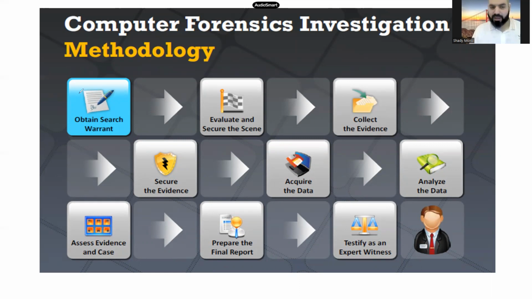Okay, perfect. So today, guys, again, we'll go for the first step over here. The first step is basically to obtain a search warrant, and that means that you cannot go and seize someone's computer and start searching for evidence in it without obtaining a search warrant, especially if you're doing this for a court.